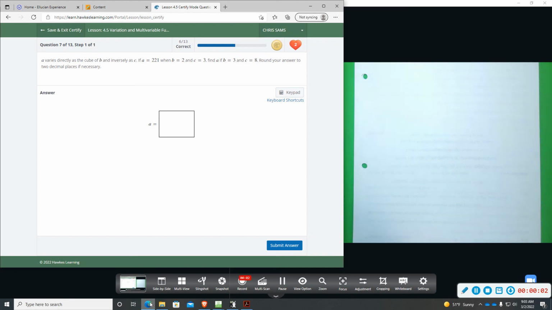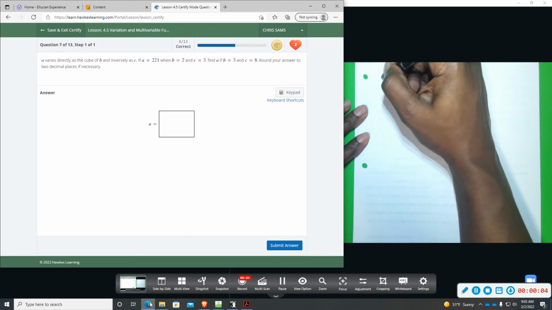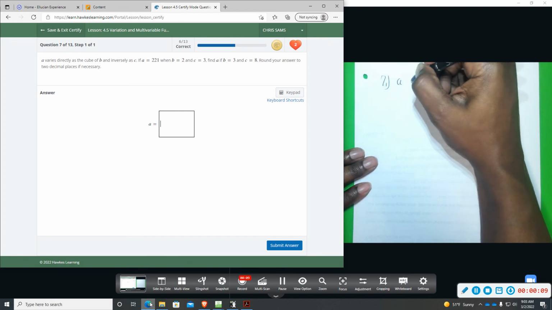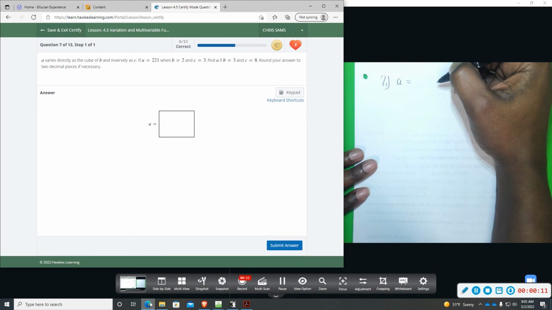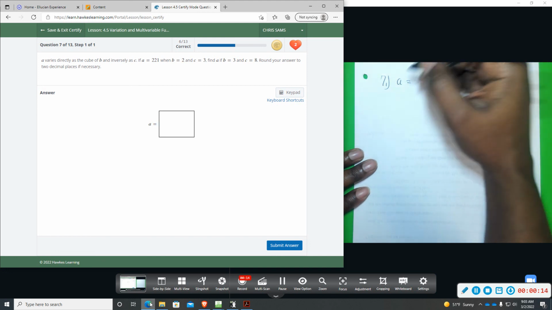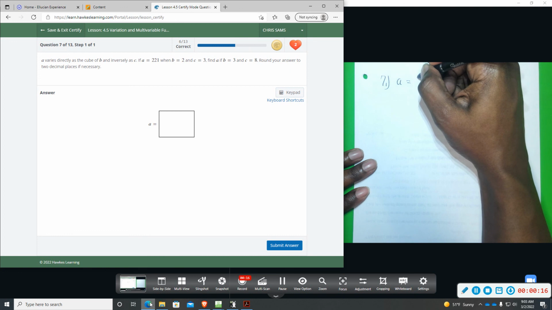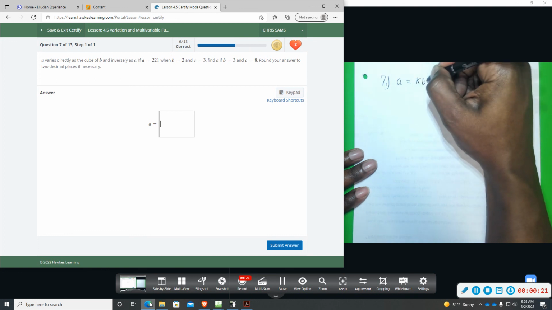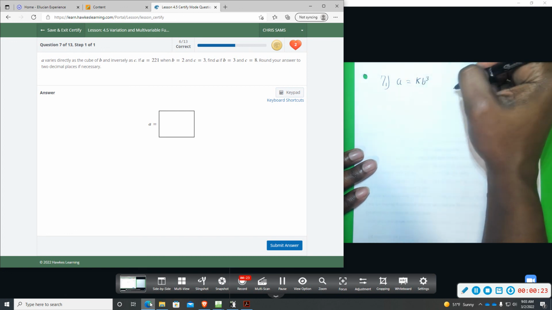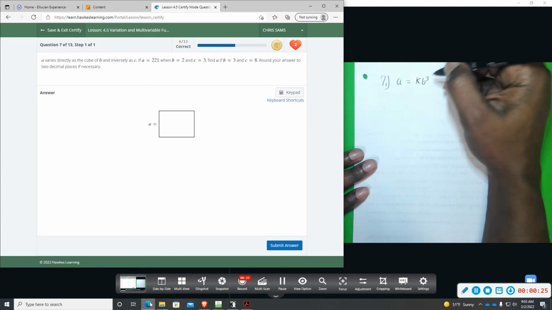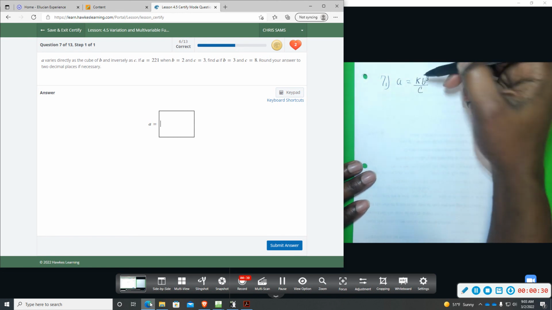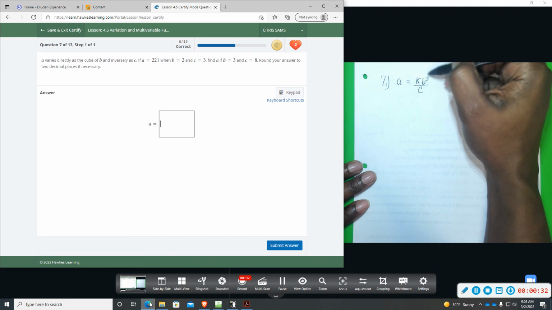Number 7, we're given that A varies directly as the cube of B. So remember, direct variation, you need to have that constant K. And then we have B cubed. And then it says inversely as C. So inversely, we're going to be dividing by C. So this is the way you set up. Directly is directly on top, multiplied. Inversely, we're going to be dividing.